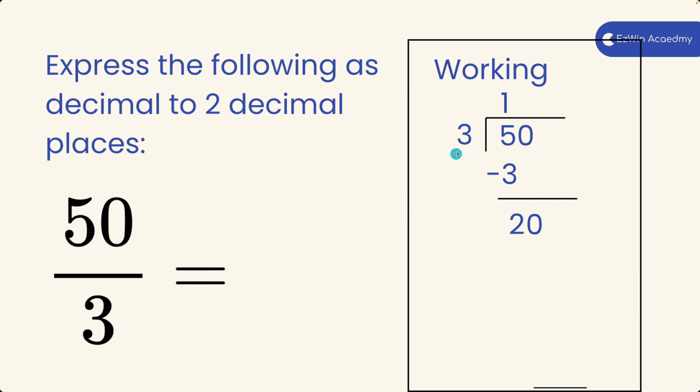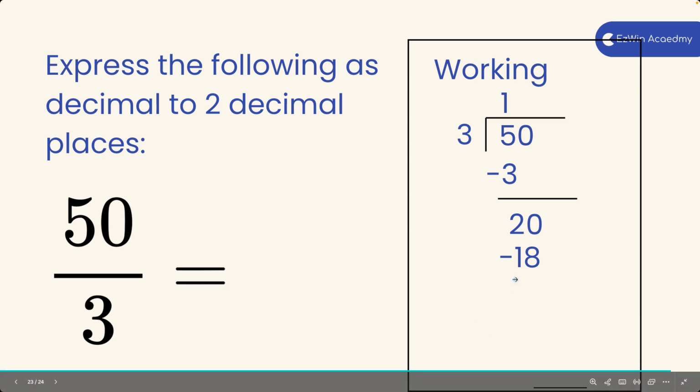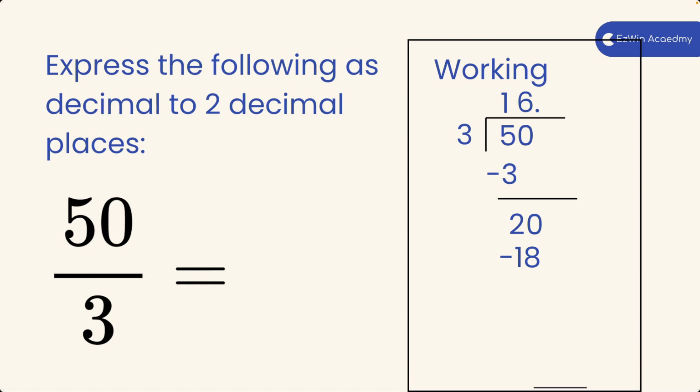So what is the closest number that you can minus from 20, which is a multiple of 3? If you count, the answer should be 18, right? So 18, what is the number that if you multiply by 3 will give you 18? If your answer is 6, you are right. So now you have 20 minus 18, and this will give us 2. And the remainder 2, can it be divided by 3? You can't. So what you need to do is to put a 0 at the end.